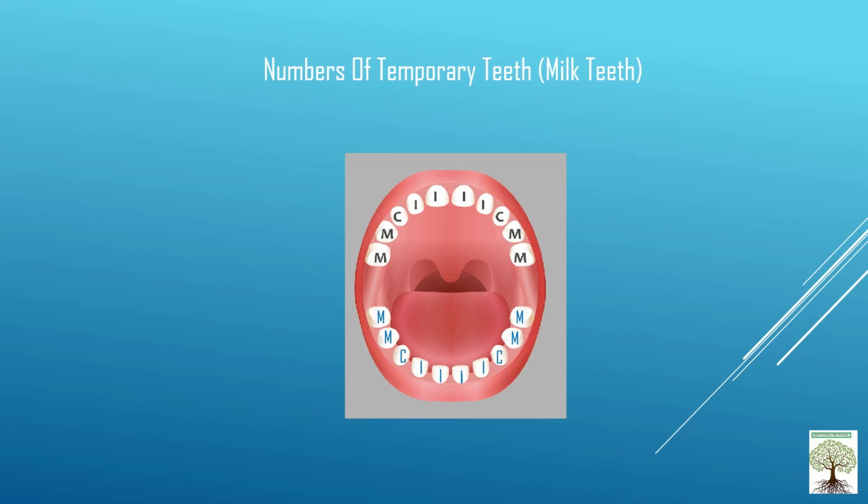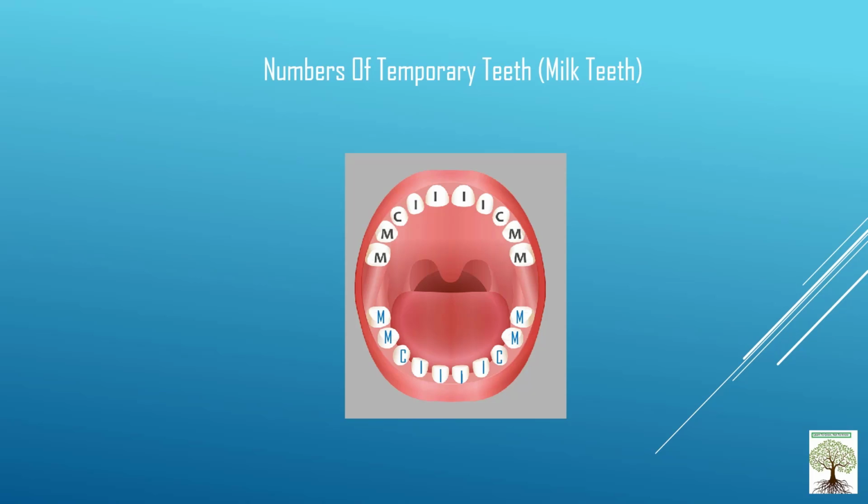Molars are 4 in each jaw in milk teeth. Molars are 4 in each jaw because wisdom teeth are absent in temporary teeth, right? So there are a total of 4 molars in each jaw.